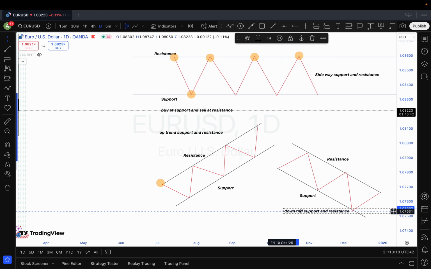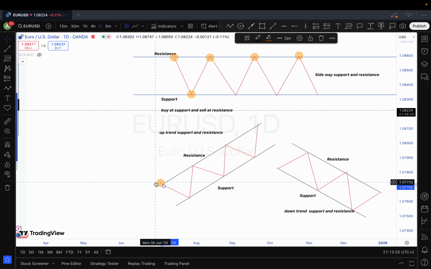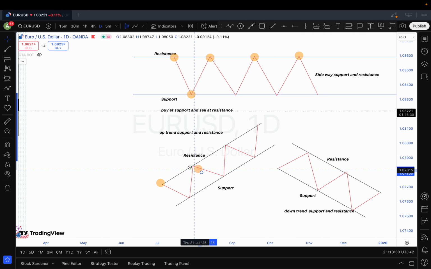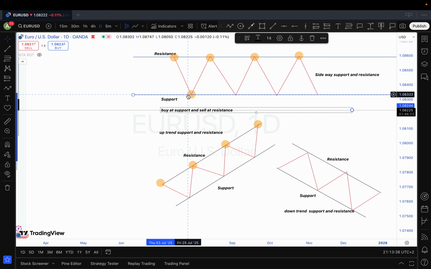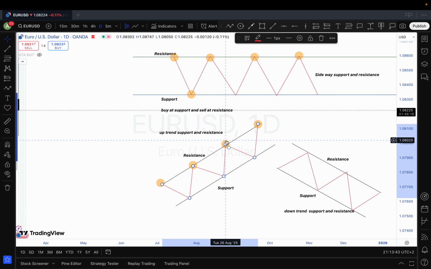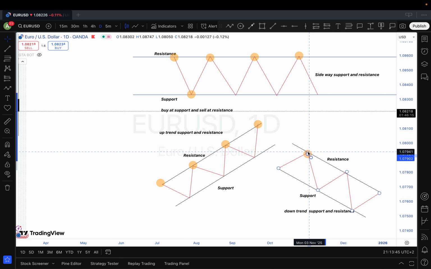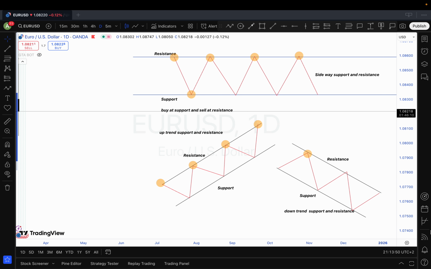So here we have downtrend support and resistance. That's to tell you that there is no point in time you cannot have this principle of buy and sell. Here we have another sell, and then another sell, and then again another. We have another sell, and then buy. So it's a principle that is very easy to understand when it comes to trading.